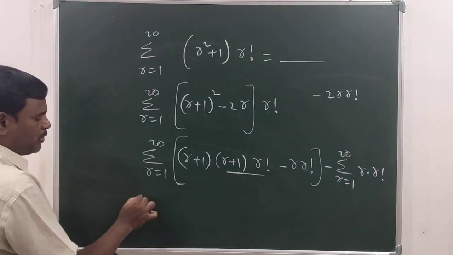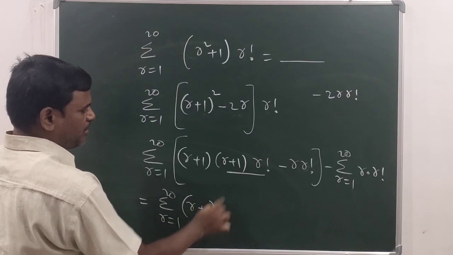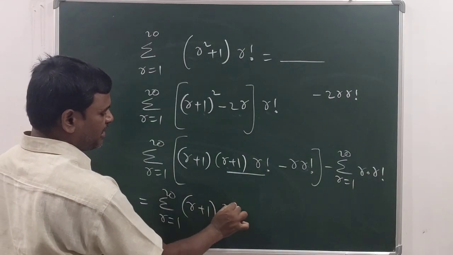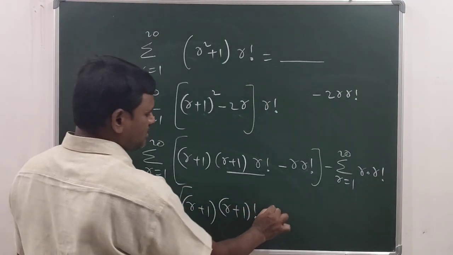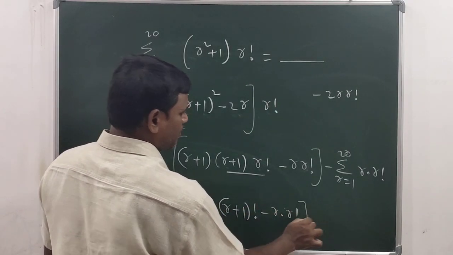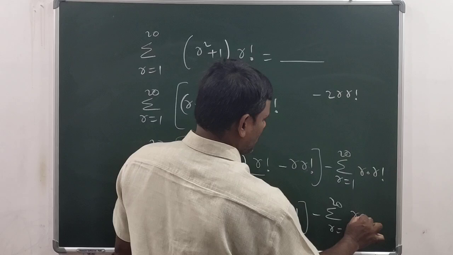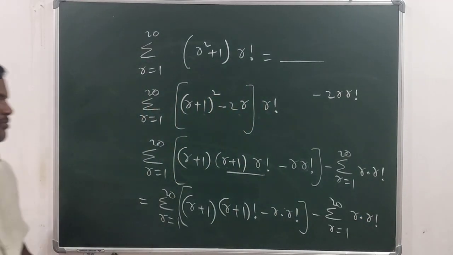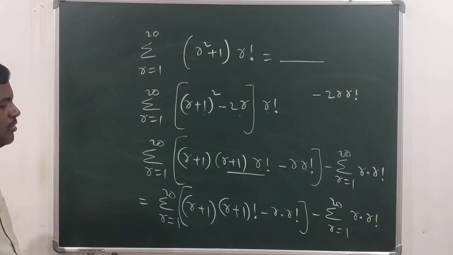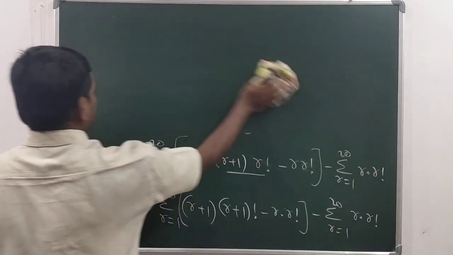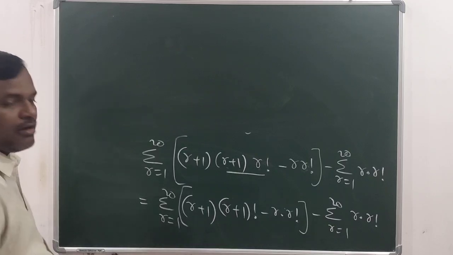So in the next step, this I am going to write as summation r runs from 1 to 20, r plus 1 into r factorial can be written as (r plus 1) factorial, inside of the bracket, minus r into r factorial, minus summation r runs from 1 to 20, r into r factorial. Oh, you have understood. Now let us simplify this sum. If I simplify in the final, what I will get?